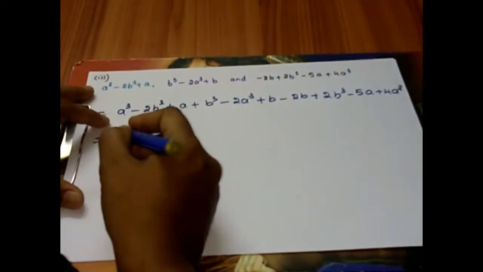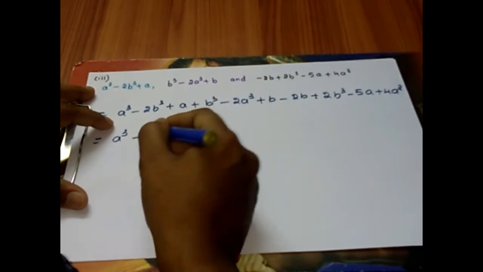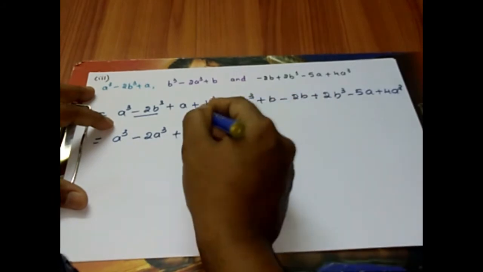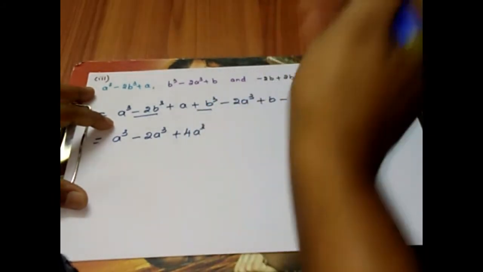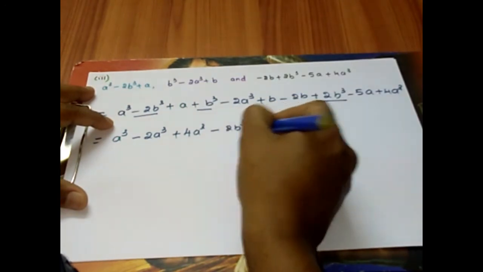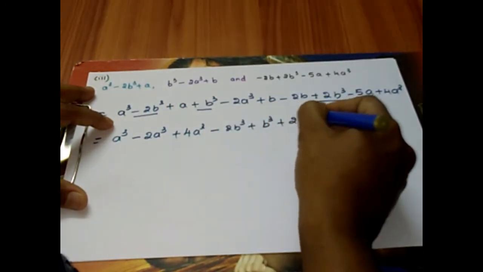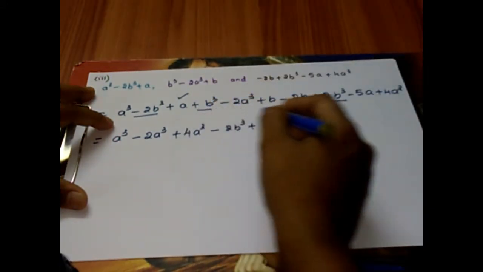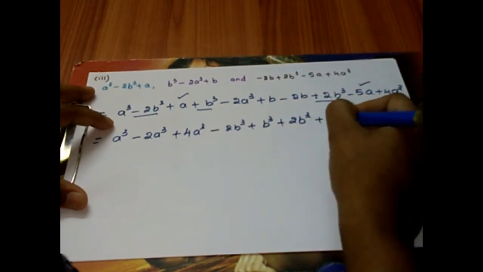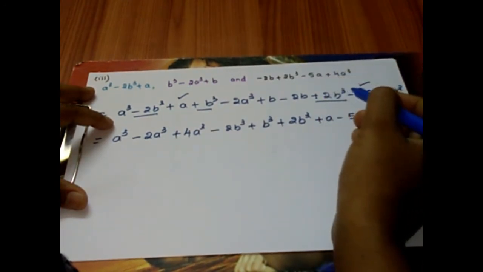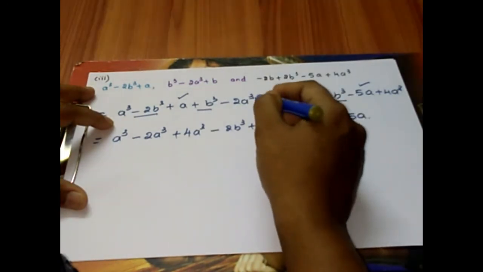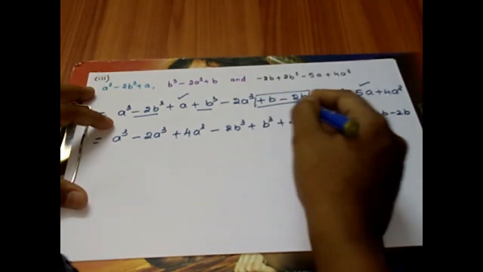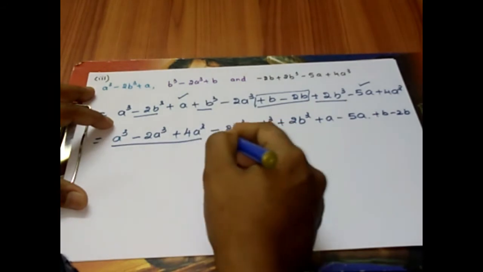So let's group it first all with a cube terms. A cube minus 2a cube plus 4a cube. Now b cube, and then b cube minus 2b cube plus b cube plus 2b cube. Then it is plus a. Do we have any other term with a? Yes, it is minus 5a plus a minus 5a. Next with b minus 2b plus b minus 2b. As they are like terms, you can simplify there only, or you can just rewrite it, and later in the next step.